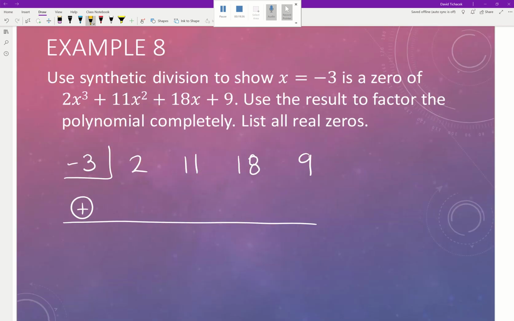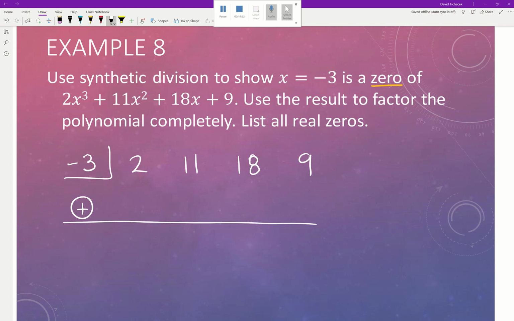In example 8 here, a similar problem. It says use synthetic division to show that x equals -3 is a 0 of the polynomial, and then use this result to factor the polynomial completely and then list all the zeros. Okay, so you can see here that I've already got our synthetic division set up for ourselves, so I'm just going to go ahead and execute that.